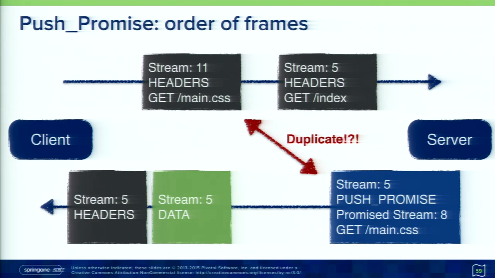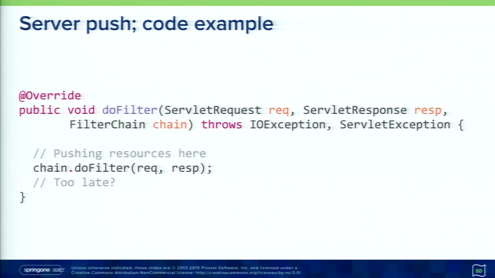So the rule is, if you're pushing resources, you have to push those frames before you're sending the main resource. Otherwise, you may end up with that kind of race condition. Meaning, if you're trying to push resources with some kind of servlet filter, you have to push resources first, then deal with the main request. Otherwise, if you do something after the filter chain, it may be too late and you may end up with race conditions. So it's really important to do this first.